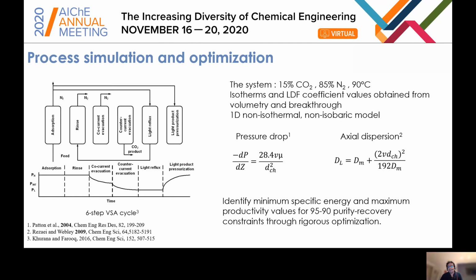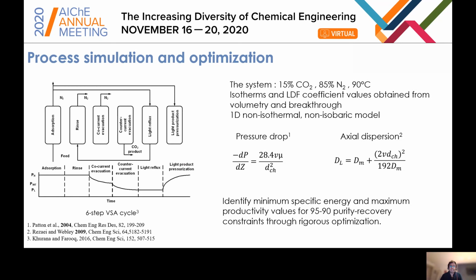After the co-current evacuation, the column is evacuated to the low pressure in the counter-current direction to recover the CO2 product. The next step is called the light reflux step. Here, the column is purged with a part of the nitrogen that is coming out of the adsorption step. This is done in order to remove the remaining CO2 inside the column.